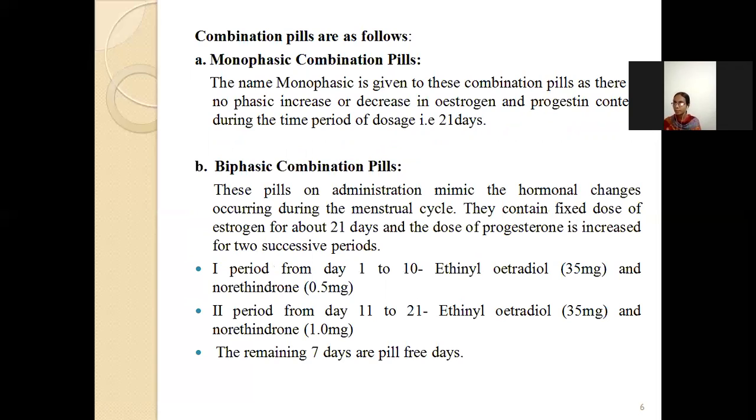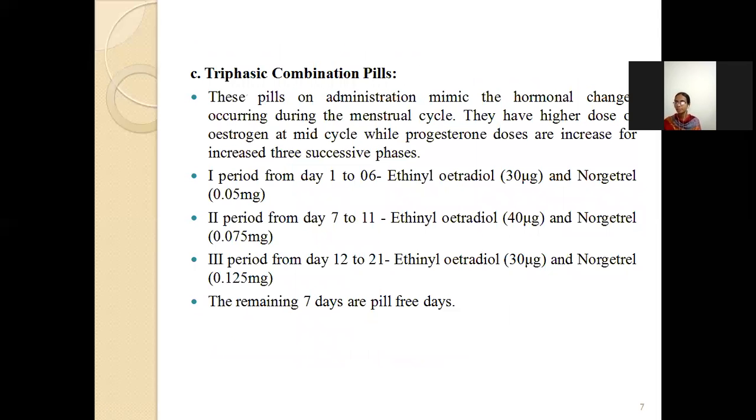But in the biphasic combination, what will happen is the estrogen level is the same for the two periods, period 1 and 2. But the progesterone level has become double when we compare period 1 and 2. So this drug also should be taken for 21 days. After the 21 days, this drug should be stopped for 7 days for the purpose of the menstrual cycle in the ladies. In the triphasic pill, there are 3 periods, period 1, 2 and 3.